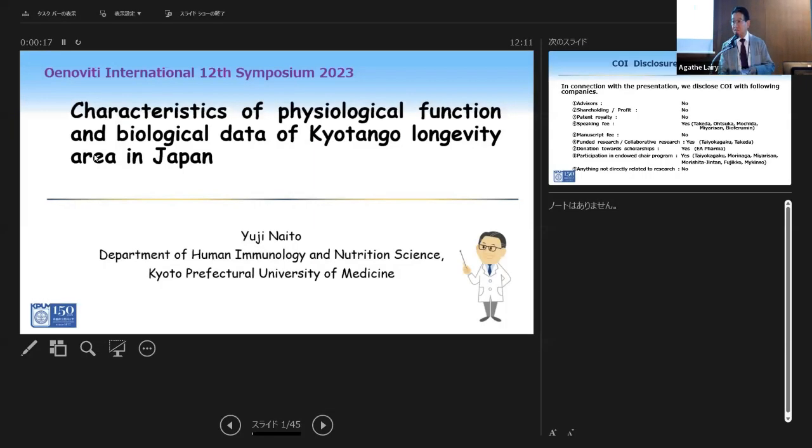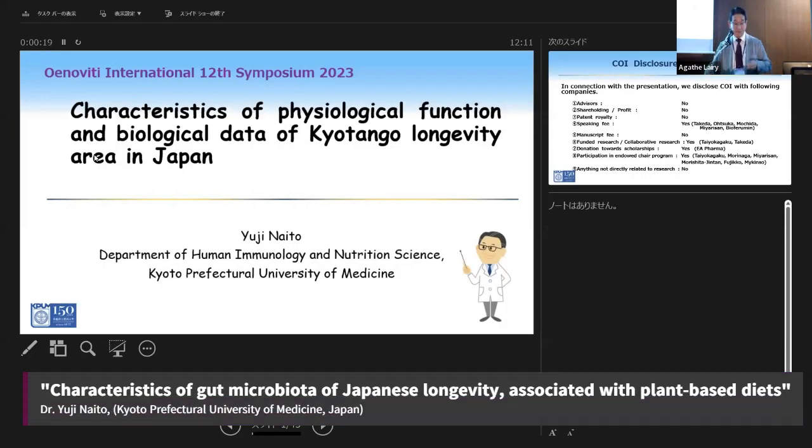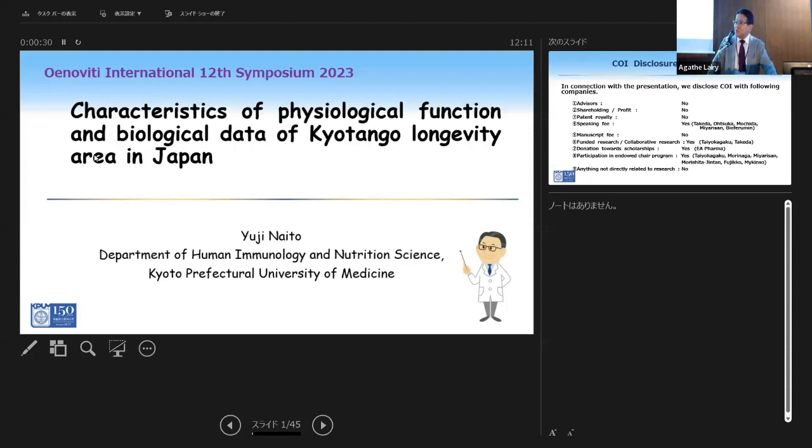Okay. Good afternoon, ladies and gentlemen. It's my great pleasure to speak about the recent papers, especially focusing on the Kyoto area longevity data. From now, I will teach you which food is necessary to promote healthy longevity in the northern part of Kyoto prefecture. We just started the cohort study in 2017, so we have just 5 years of data from these areas.